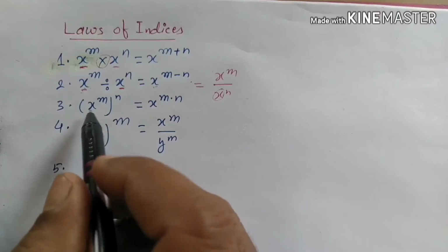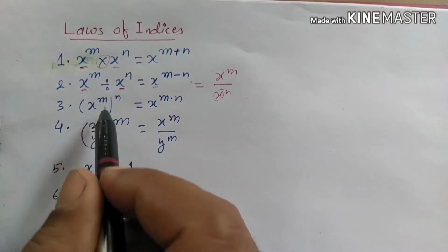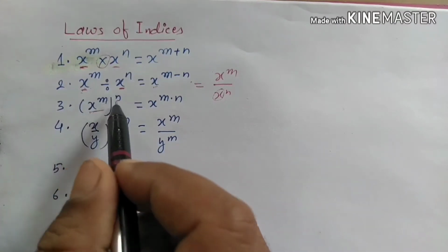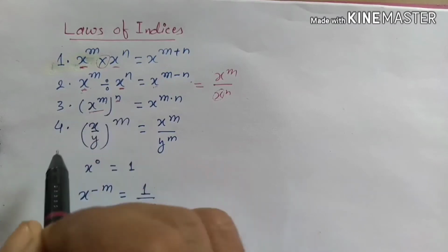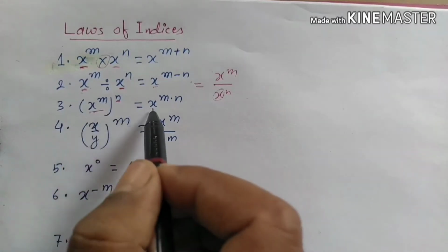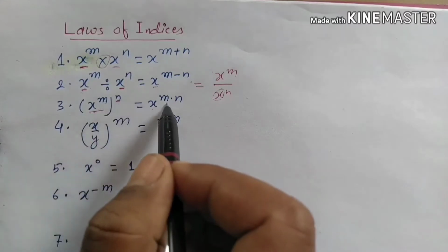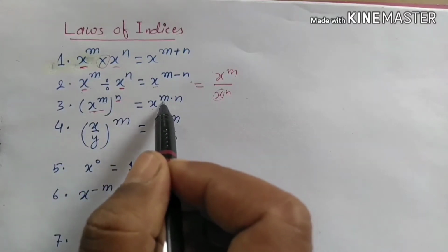And in number 3, you can see x power m, in small brackets, power n. If it is so, x will remain here and the powers should be multiplied, m dot n.